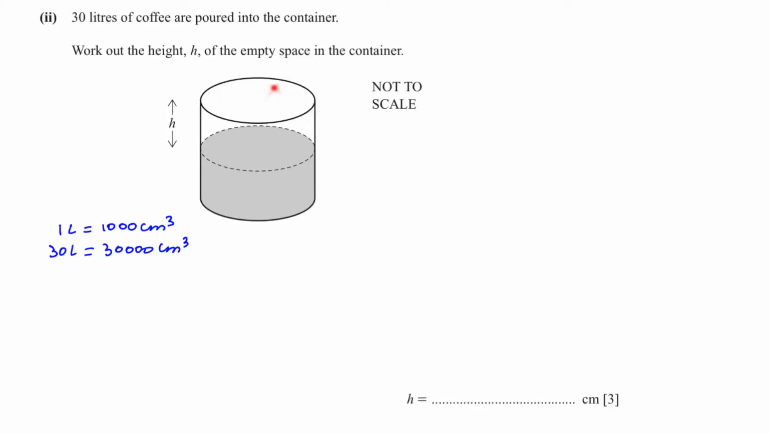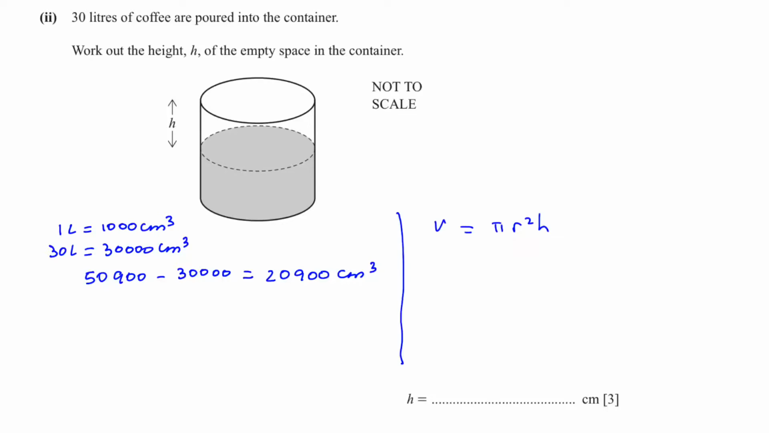The previous volume of the empty container was 50,900. This subtracts 30,000 will give us 20,900 cubic centimeter. This is your volume for the empty space. To find the volume of a cylinder, we are still going to use the same formula, pi r square h. You have your r, that is not going to change. It is still 18 and the volume is 20,900 is equal to pi into 18 square times h.